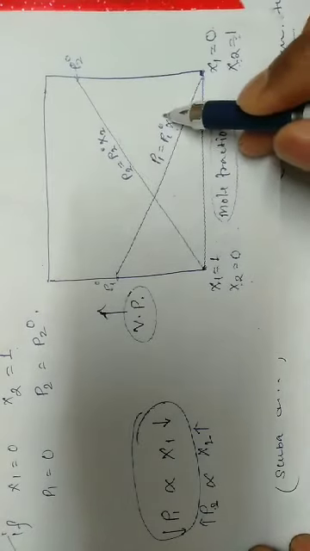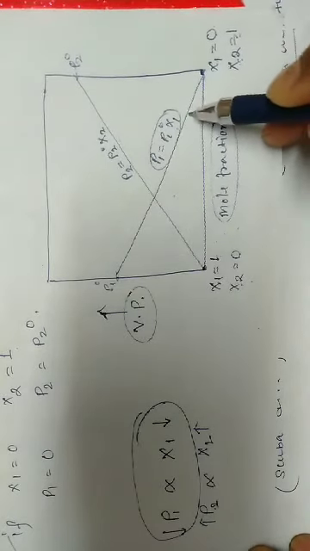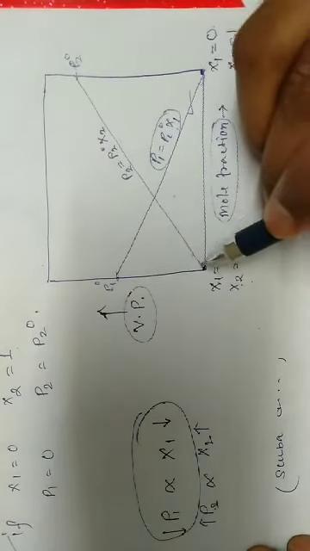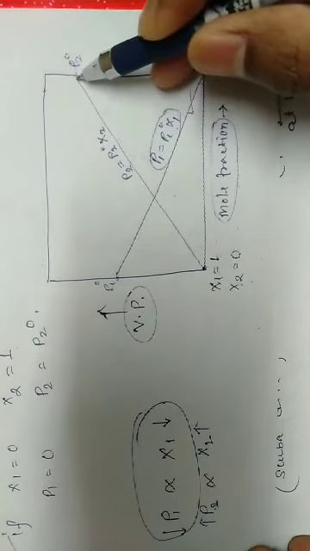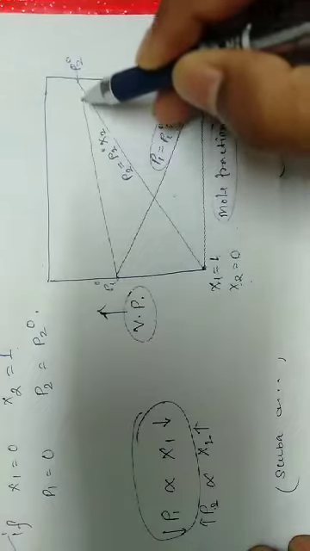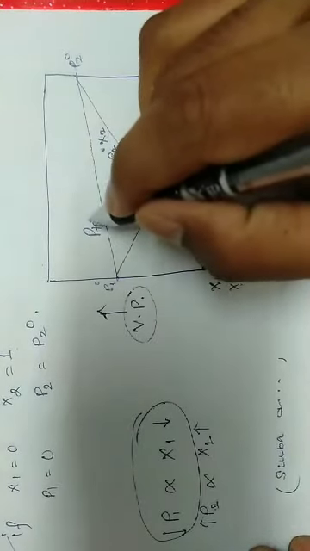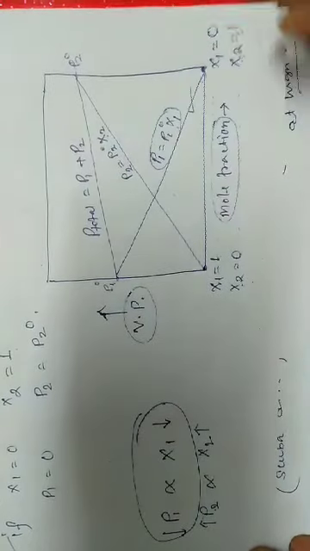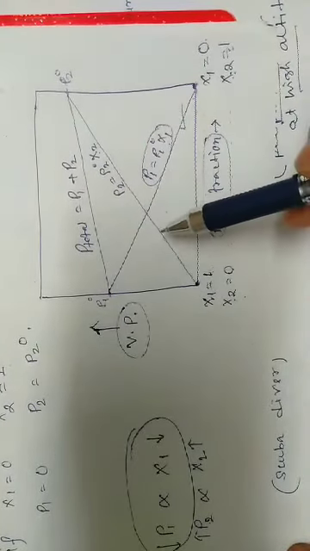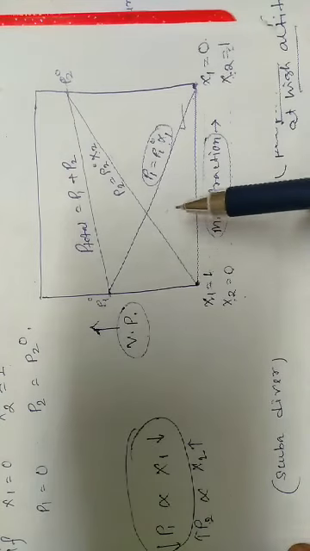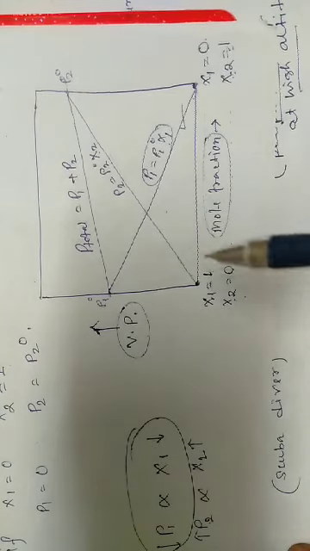This line represents the Raoult's law for component 1, and this line represents the Raoult's law for the liquid component 2. And when we join these two points, then we have the total vapor pressure of the liquid solution. So this is the graphical representation of Raoult's law for a volatile liquid solution.